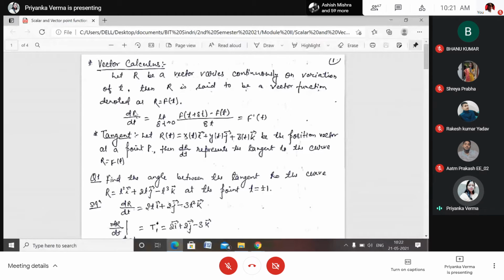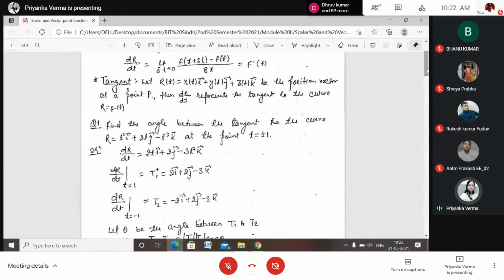There are two applications I have explained. The first is, if r is a continuous vector function, then dr by dt represents the tangent to the curve. If r is the position of a particle, then dr by dt represents velocity and d2r by dt square represents acceleration of the particle. So here I have taken one problem.